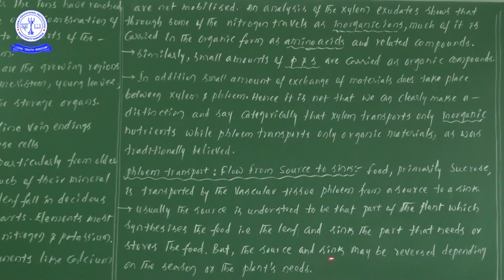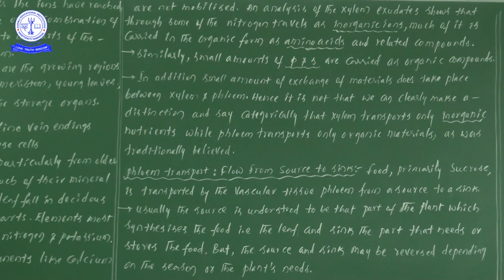But the source and the sink may be reversed depending on the season or the plant's needs. Based on the seasonal variations, the sink can be converted into the source, and the source can be converted into the sink. So the point I am giving you is that the source will not be the source all the time, and the sink will not be the sink all the time. Depending on the seasonal variations, there is a chance that they change their functional activities. So that is the point I can give you.